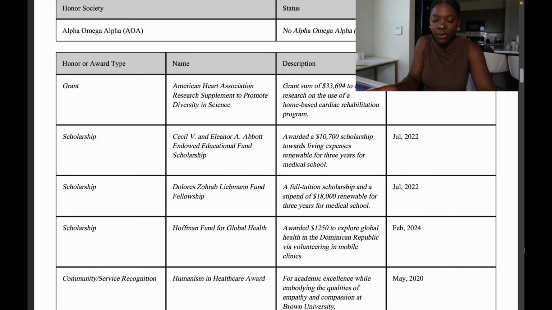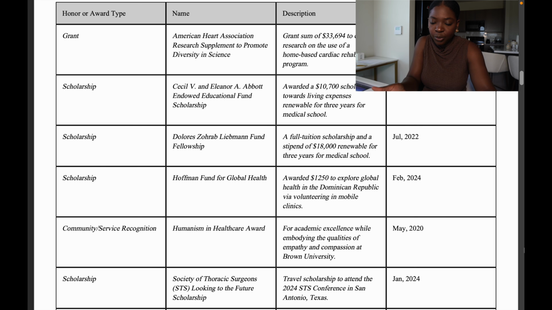The first one I have on here is a grant from the American Heart Association. So in my 4th year of medical school, I was accepted to do my own research under the mentorship of an AHA mentor, and it's called the American Heart Association Research Supplement to Promote Diversity in Science. It was a grant sum of $33,694 to conduct research on the use of a home-based cardiac rehabilitation program. I can go on and on about cardiac rehabilitation. I was just about to, but let me not bore you guys.